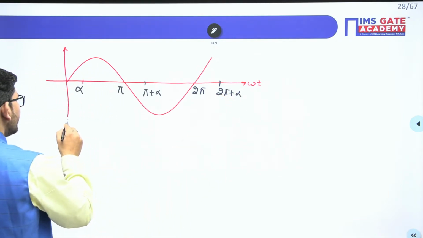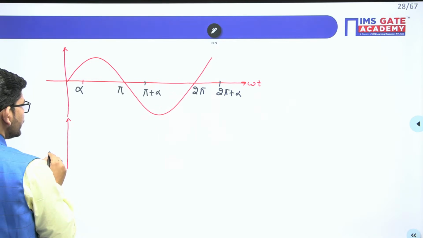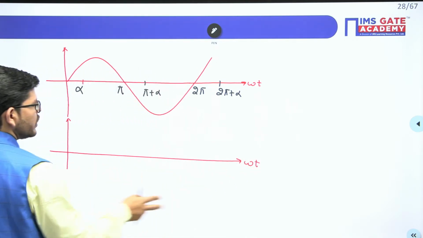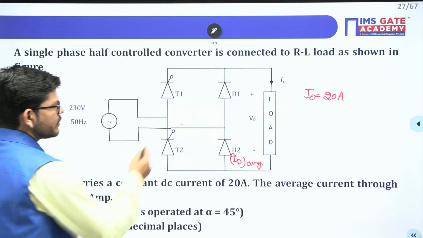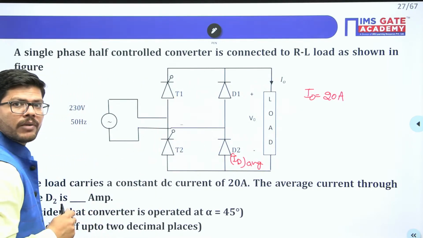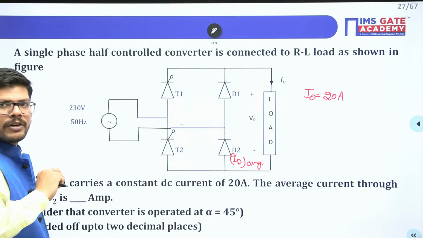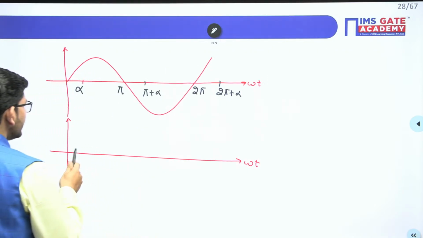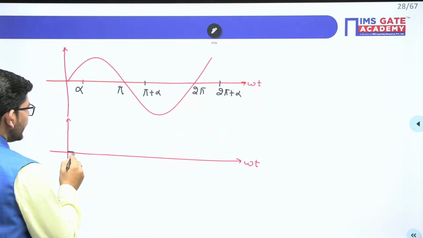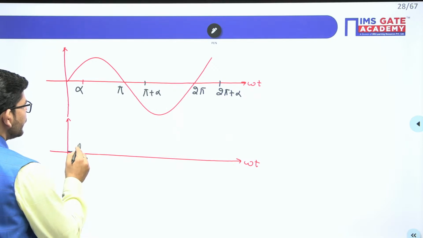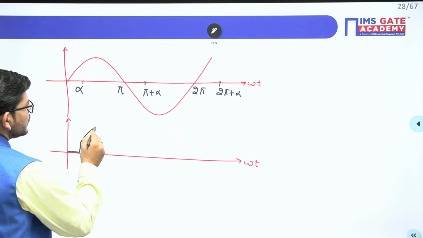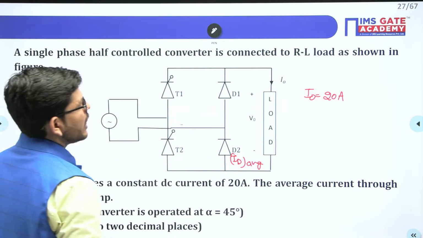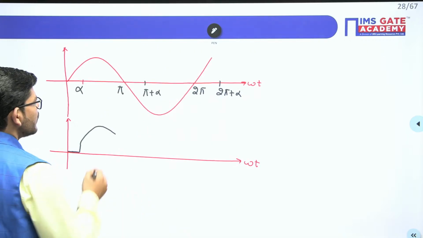Now, if I just plot the output voltage here, what will happen to the output voltage? During the positive cycle, T1 and D2 both are forward biased, but the conduction will not happen unless we trigger T1. So let's say at the angle alpha we trigger T1, then the output voltage will exactly follow the input voltage. And what type of load do we have? We have RL load here.